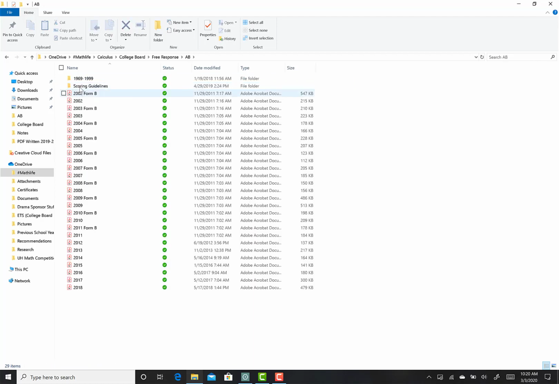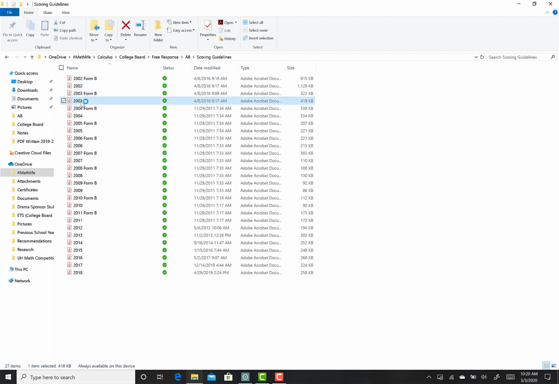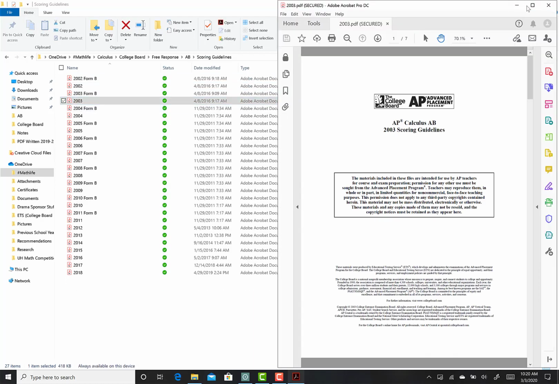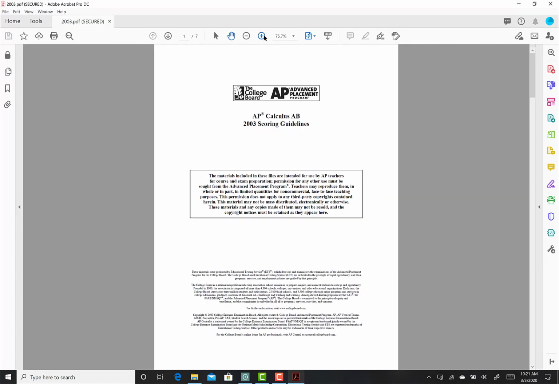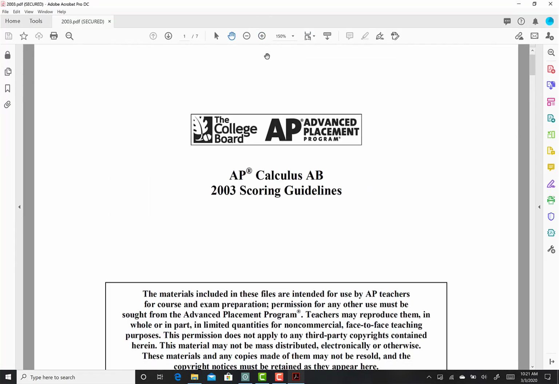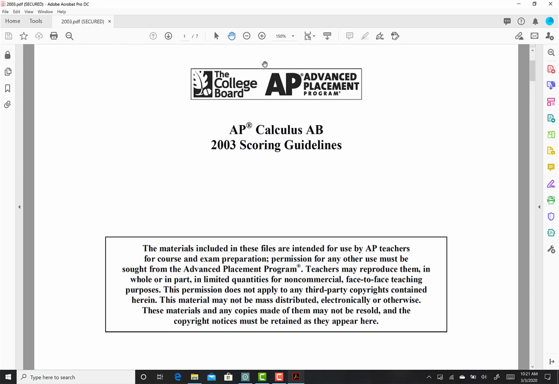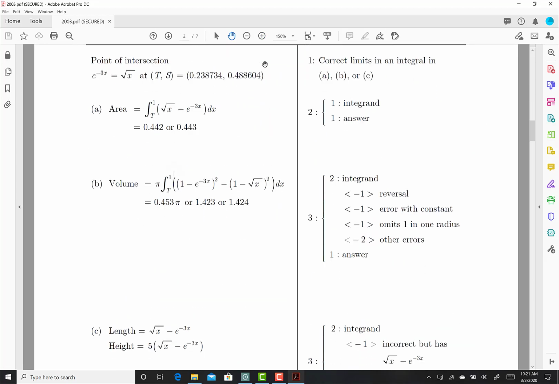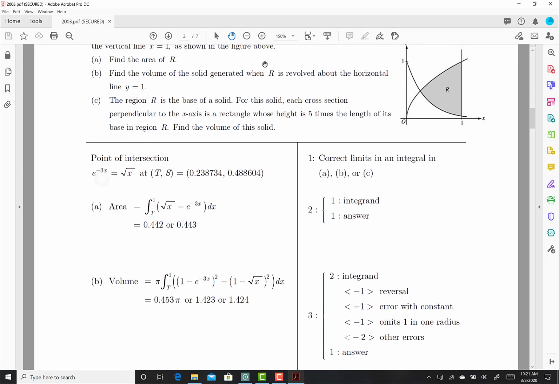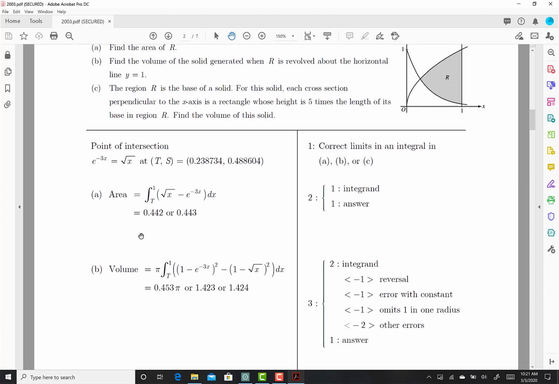Scoring guidelines, 2000. What year again was it? 2003? All right. Here we go. Why are they going so slow? Okay, here we go, guys. Did we get number 1A? All right, guys. Notice they wrote 0.442 or 0.443. 1 point for the integral, 1 point for the answer. Cool or not cool?